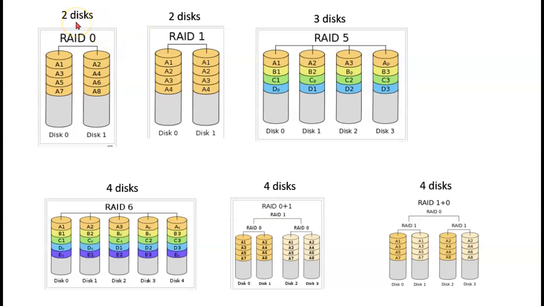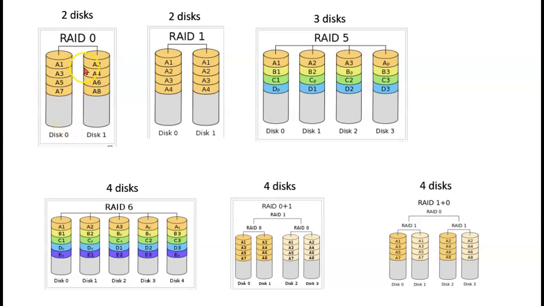Now RAID 0 requires at least 2 disks in order to run, and the idea of it is that it's striped. That is to say, some data will be written on the first disk, and then some data will be written on the second disk. And then some more data will be written on the first disk again, and then some more data on the second disk.